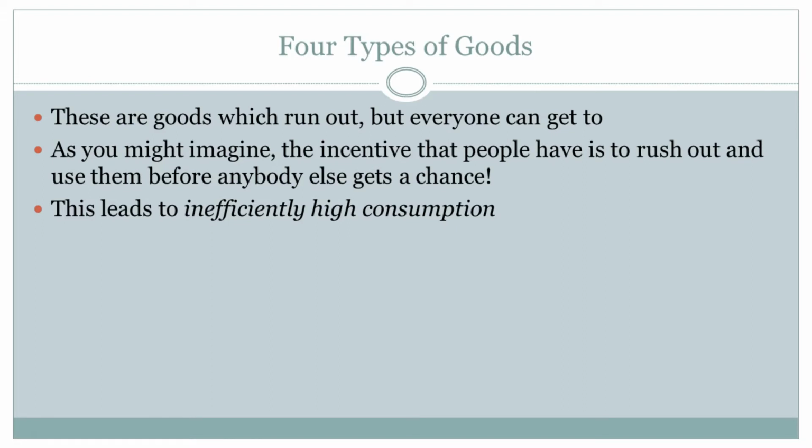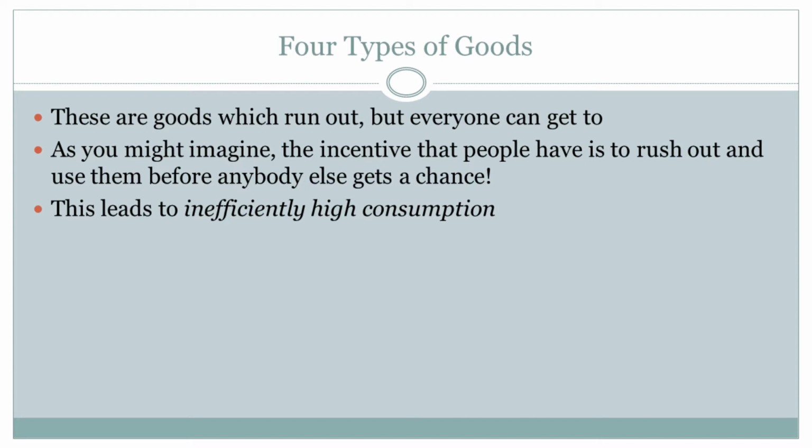So everyone's going to rush in and use it right away, which means that it's going to fritter away to nothing immediately. And that's bad. Obviously, that's going to be inefficient as well. And specifically, it's going to be inefficiently high consumption. Everyone's going to rush in and use this good because they want to make sure they can use it before it goes away. And we're going to consume too much of it.